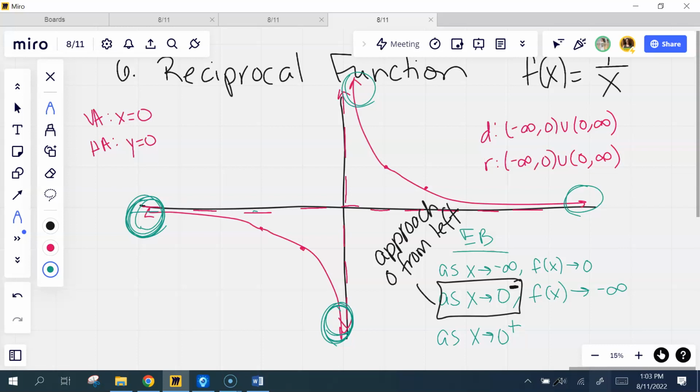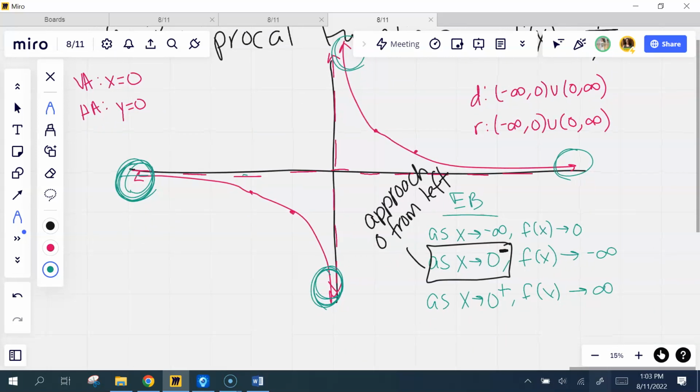As x approaches 0 from the right, what's the graph doing? Infinity. Let me finish this one. As x approaches infinity, what's f of x do? 0.